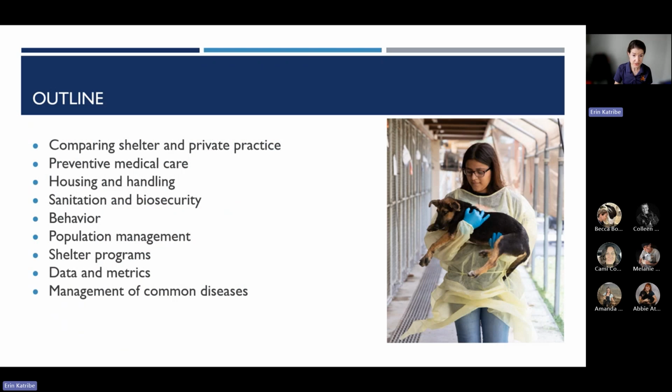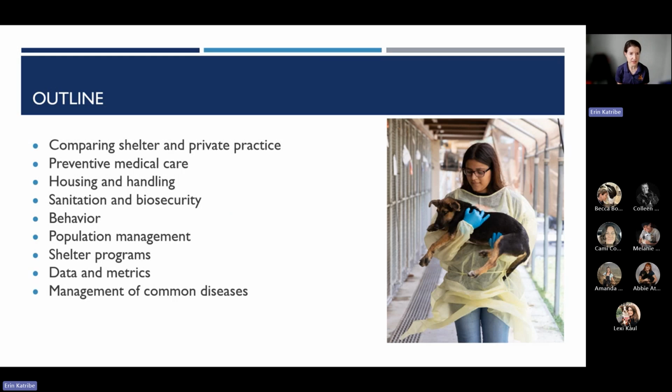This is the outline for both sessions, and so there's a lot of content on here to cover. First, we'll briefly do some high-level comparing of shelter medicine and private practice. We'll talk about preventive medical care in the shelter setting, animal housing and handling and how that impacts medical, and then sanitation and biosecurity. Behavior in the shelter setting, very briefly, population management, and then we'll dive into shelter programs and how they impact medical and how medical impacts them, as well as important data and metrics in shelters, as well as a brief dipping our toe into the water of management of some of the really common diseases that we see in shelters.